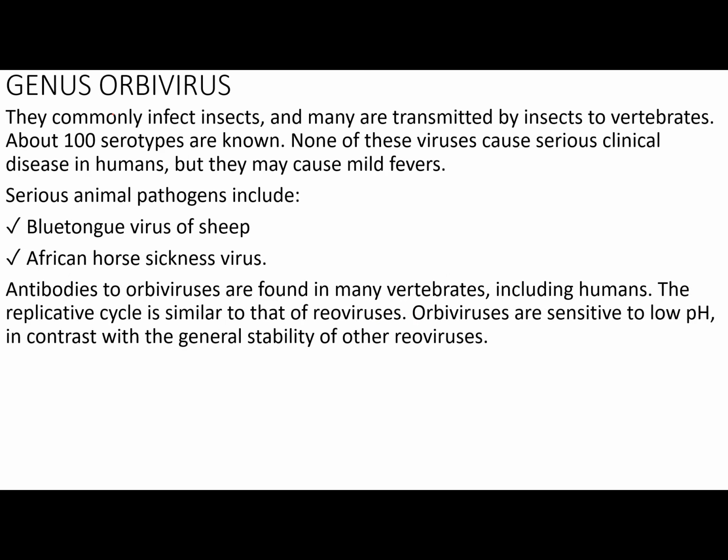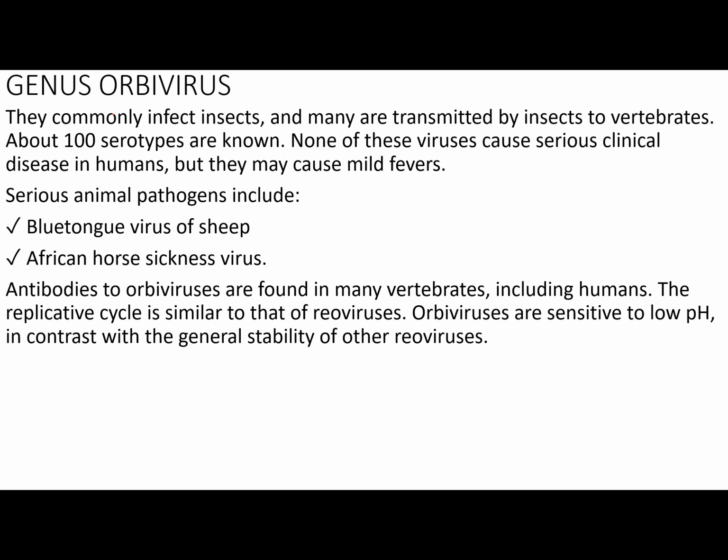Then we have the genus Orbivirus. They commonly infect insects, and many are transmitted by insects to vertebrates. So this is a vector-transmitted virus class. About 100 serotypes of Orbivirus are known. None of these viruses would cause serious clinical disease in humans, but they may cause mild fever. Serious animal pathogens would include bluetongue virus of sheep and the African horse sickness virus. Antibodies to orbivirus are found in many vertebrates, including humans.